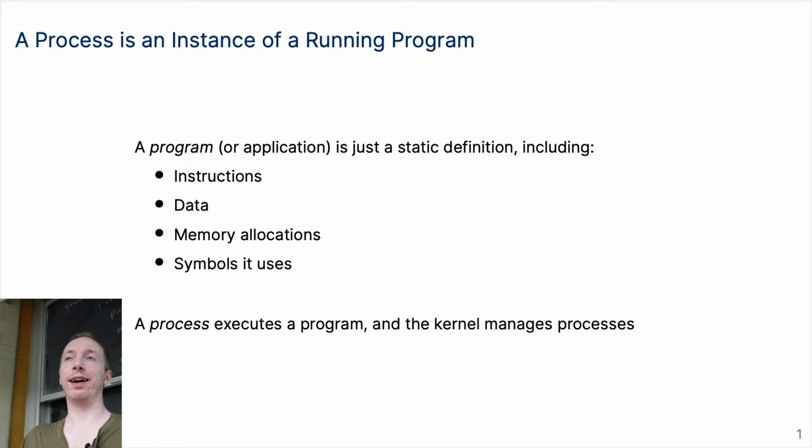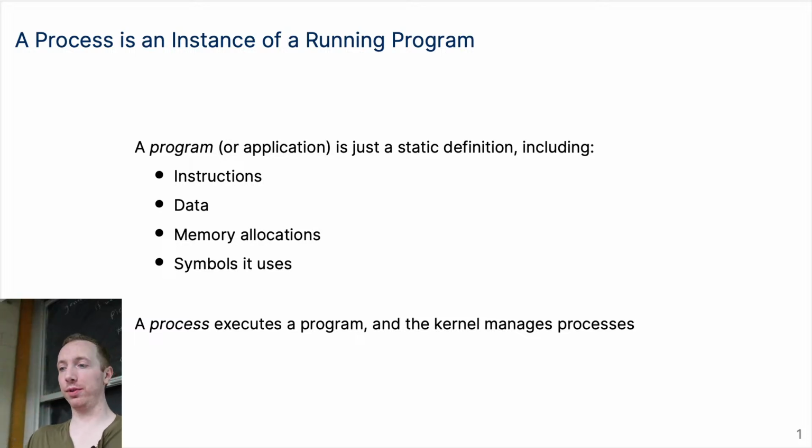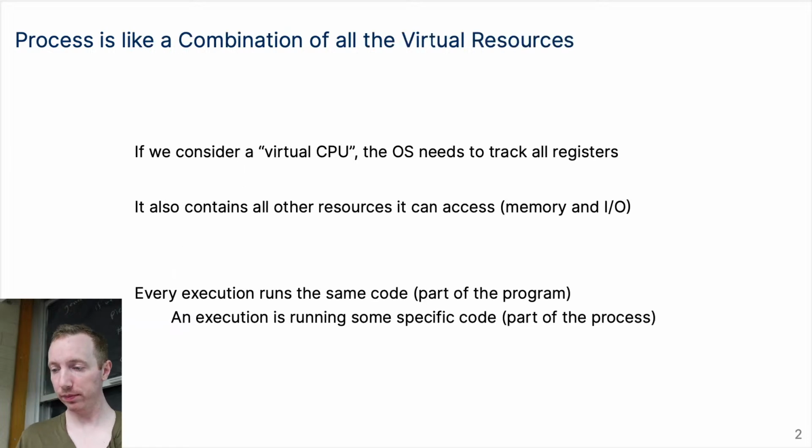And then what we care about in operating systems are things that actually run and execute. So a process is what executes a program, and what the kernel does is manage processes. A process is just an execution of a program, and you can have many of them. A process encapsulates a bunch of different virtual resources. You can think of it as encapsulating pretty much all the virtual hardware on your machine.